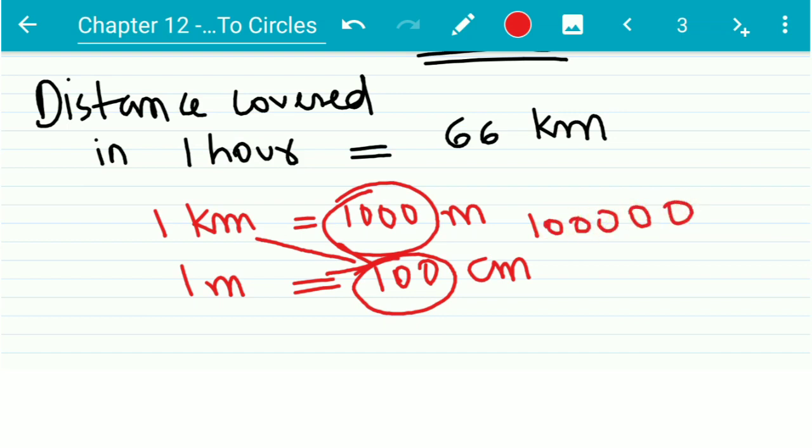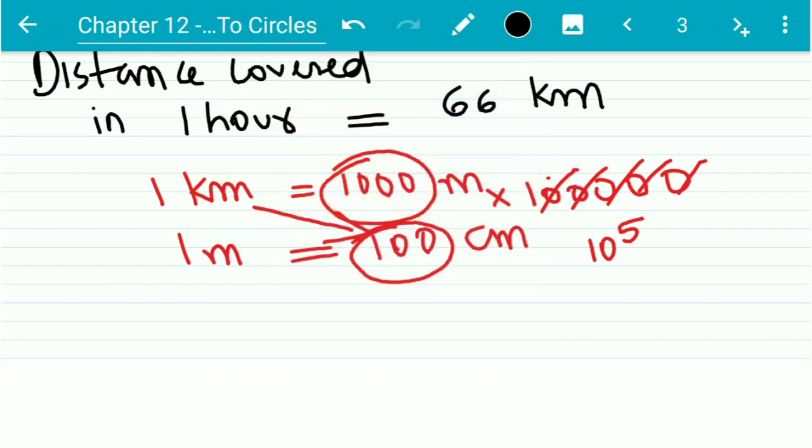1 lakh. Okay. So, multiply it with 10 raised to 5. 1 lakh you can write as 10 raised to 5. Right? 5 zeros. 1, 2, 3, 4, 5. So, you can write 10 raised to 5. So, when you multiply it with 10 raised to 5, you can convert kilometer into centimeter. Okay.